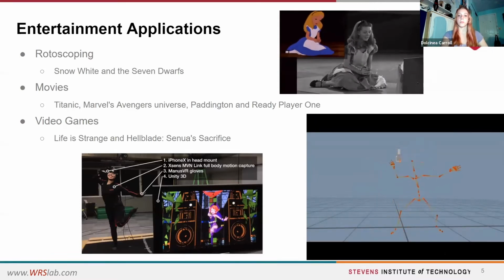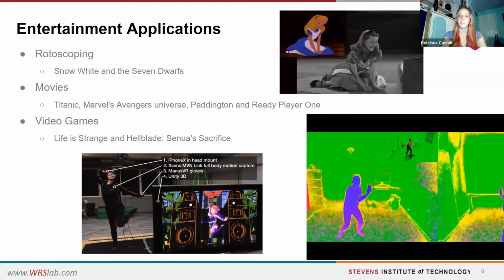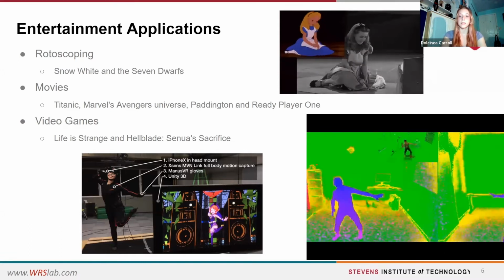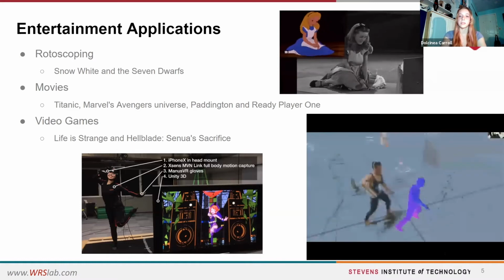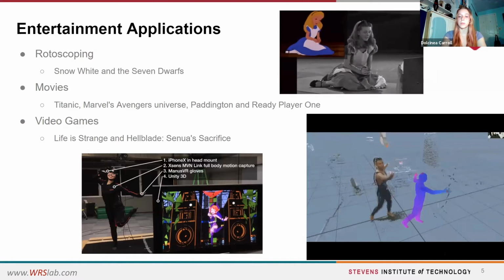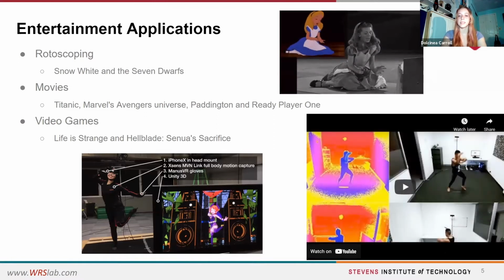You probably have had the most exposure to it in entertainment. Earlier creations that used rotoscoping were Snow White and the Seven Dwarfs, Alice in Wonderland, and Cinderella. Some films with more modern mocap used are Ready Player One, Titanic, Paddington, the Marvel Avenger universe, and many Star Wars films like The Last Jedi. It has also been used in games like Hellblade: Senua's Sacrifice, Life is Strange, and Fortnite.